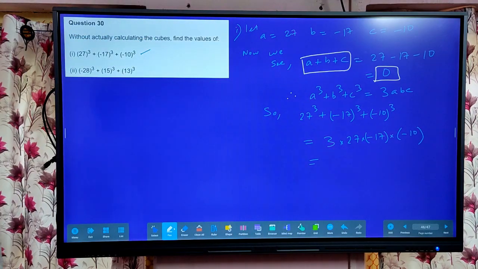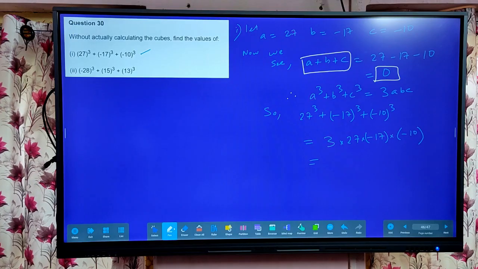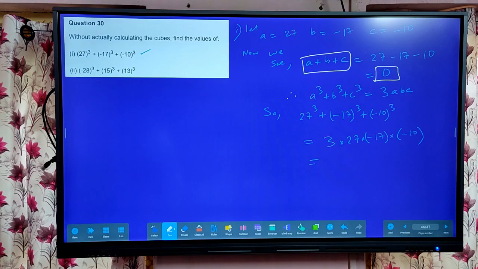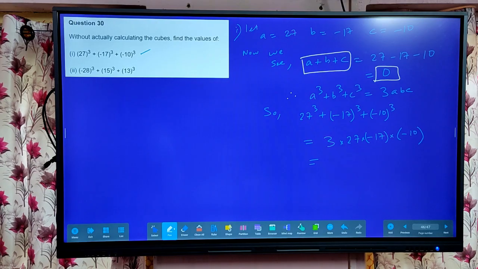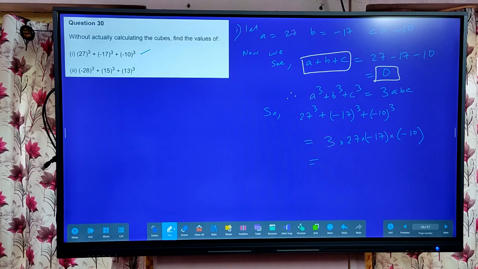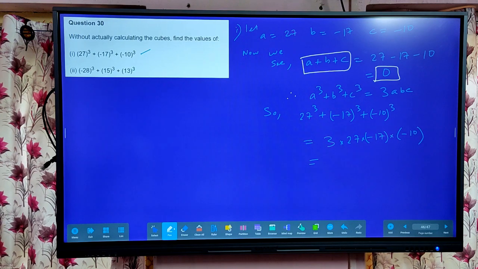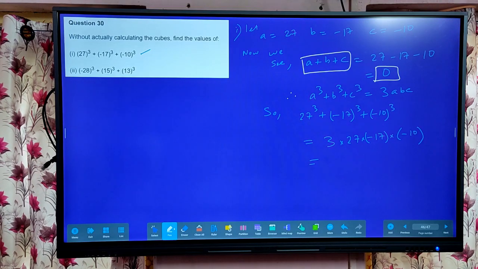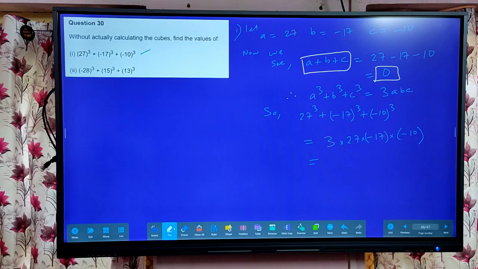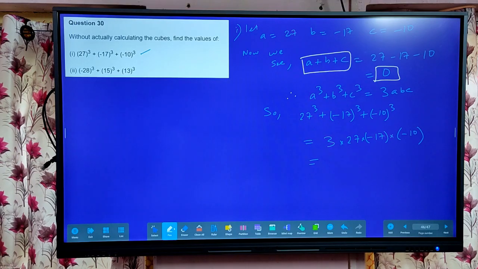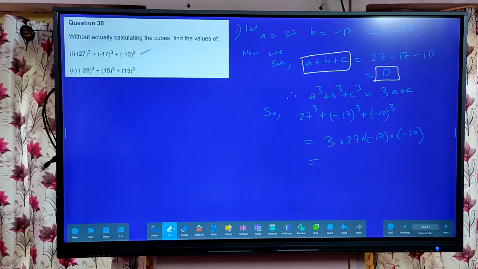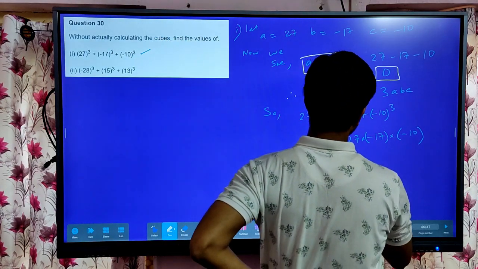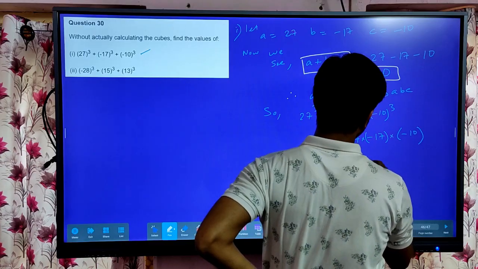Okay, so find the values. 3 into 27 into minus 17 into minus 10. Check the values. If you do it in the calculation, it will be 16380. It will be minus is plus. So 16380 will be the answer.